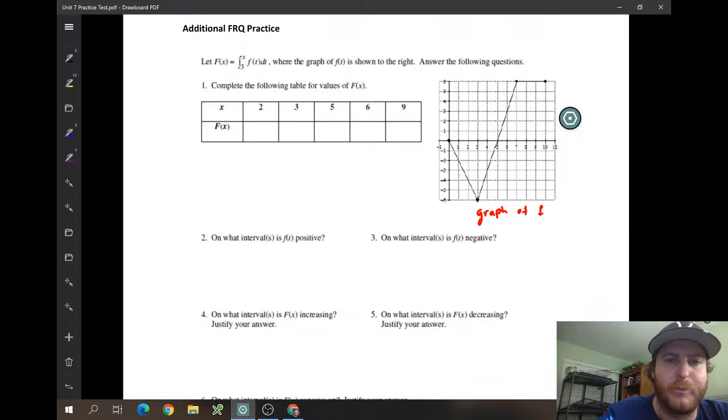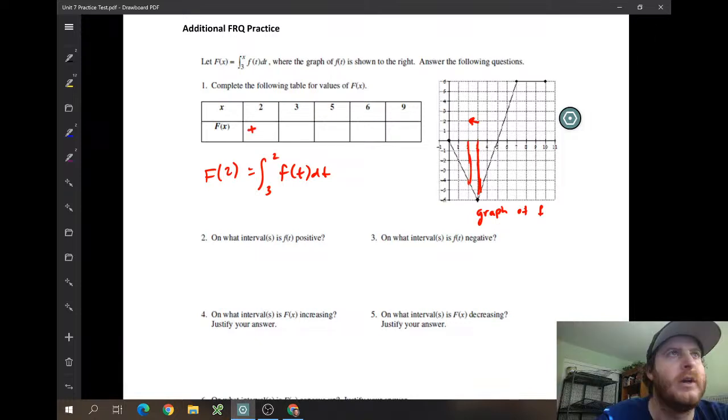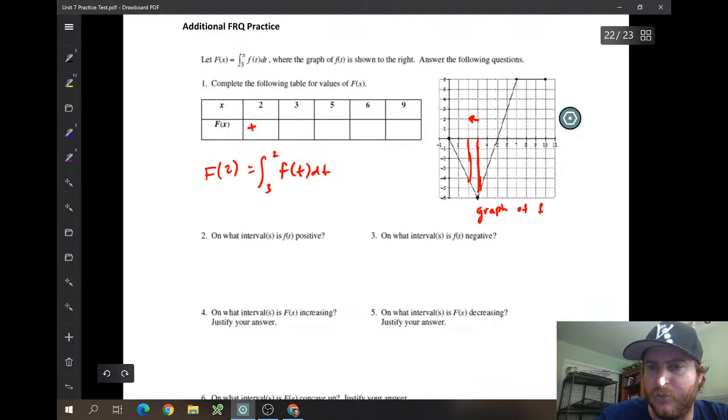So, big F of 2 would be the integral from 3 to 2 of f of t dt. So that's the area from 3 to 2, right? That's kind of a weird area. We're going backwards, but it's below, so we're actually going to get a positive answer. And you can count squares here a little bit, but not really.